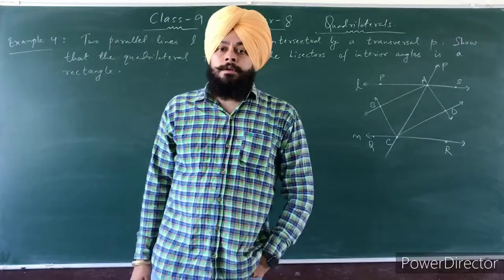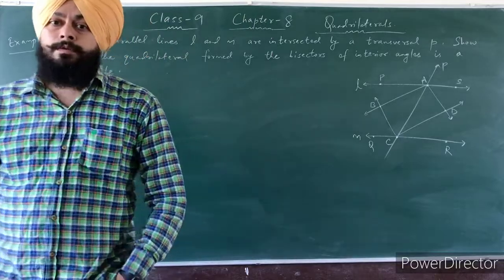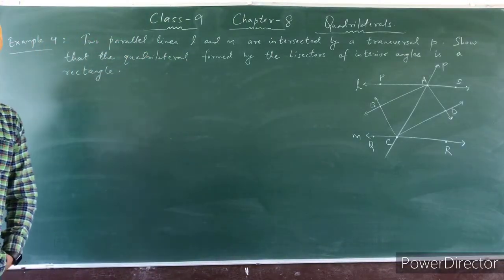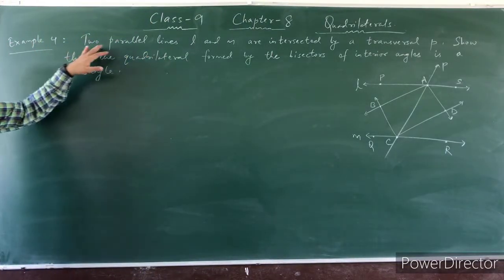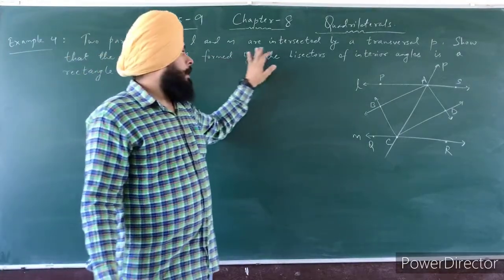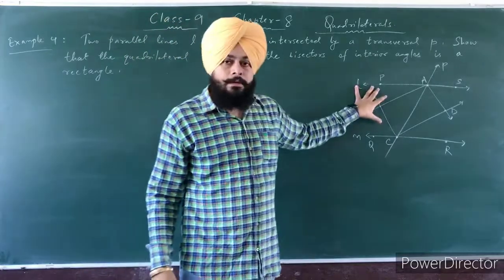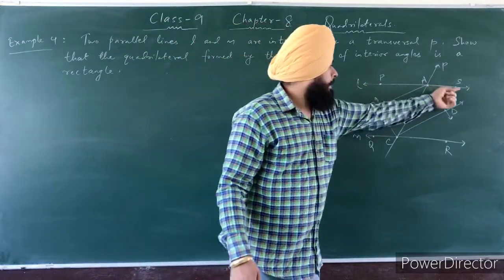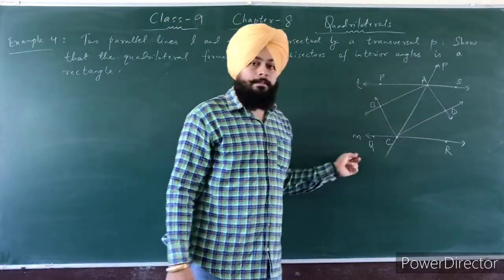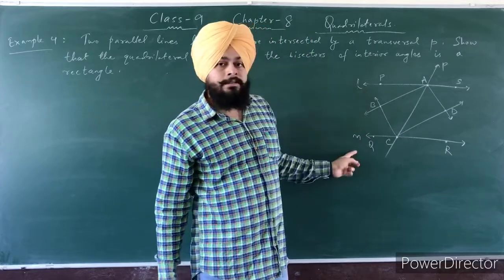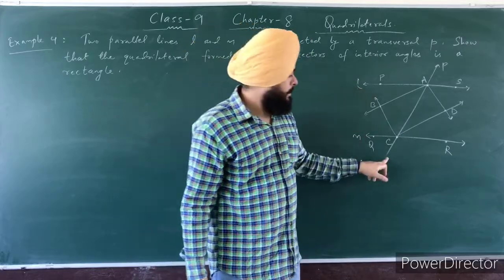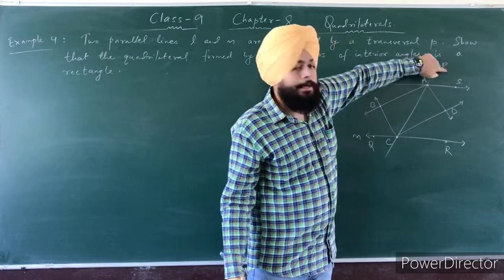Good morning students. Today we will do our next example number 4 of your chapter 8 quadrilaterals. So the example is: two parallel lines L and M are intersected by a transversal P. So you can see here the figure is given in the question. So this is line L and this is line M. L and M are parallel lines and they are intersected by a transversal named P.